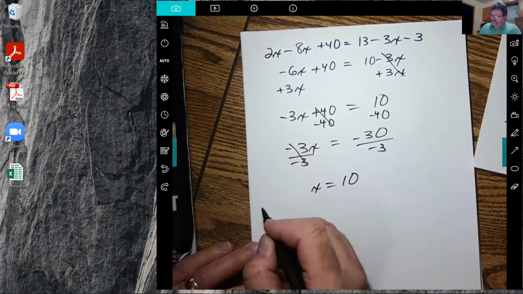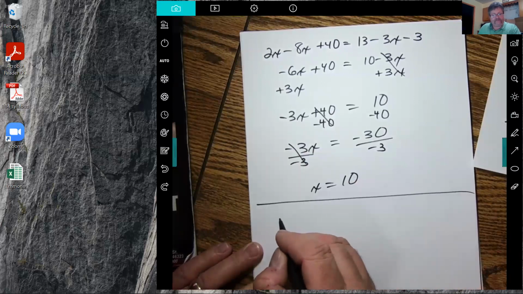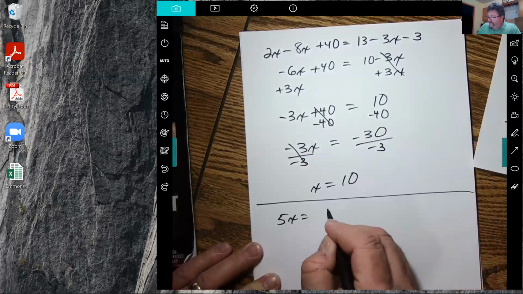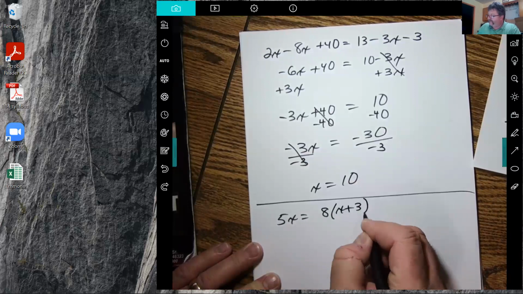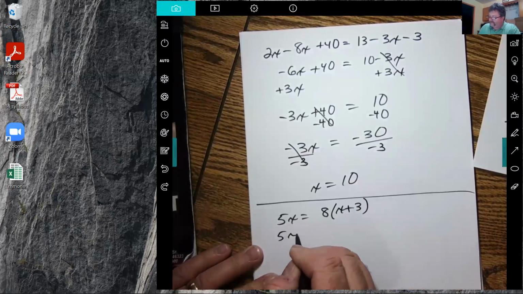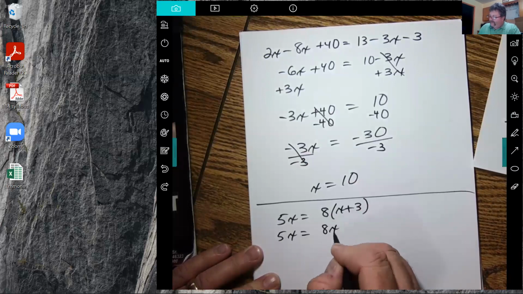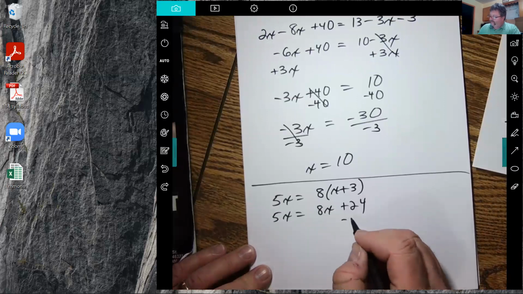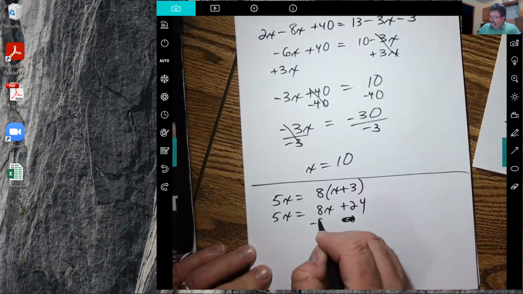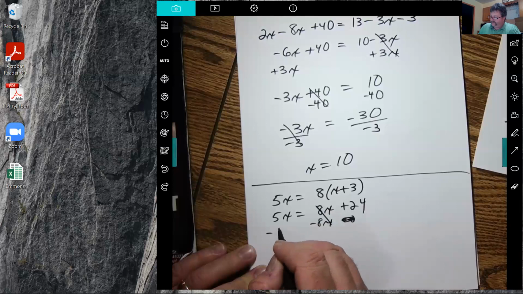Okay. Remember the old distributive property? 5x equals 8(x + 3). We have to do the old distributive property first here. 5x equals 8x + 24. Okay, subtract 8x from both sides.